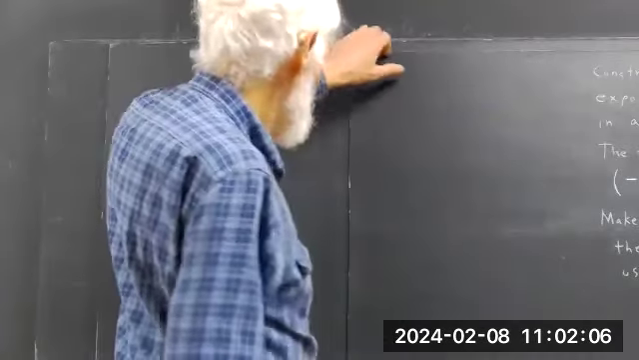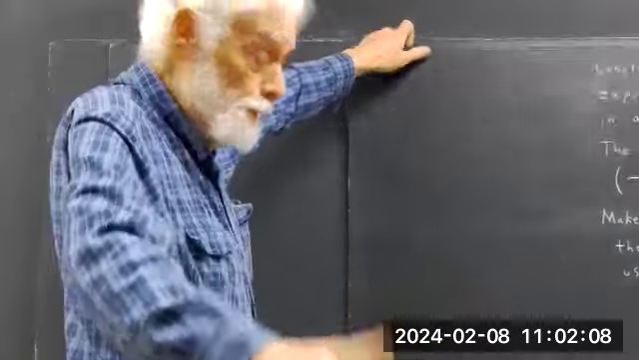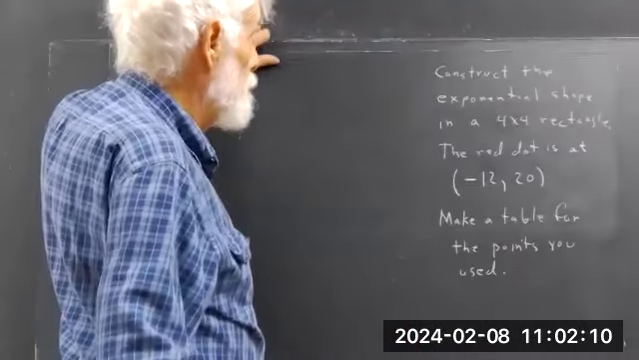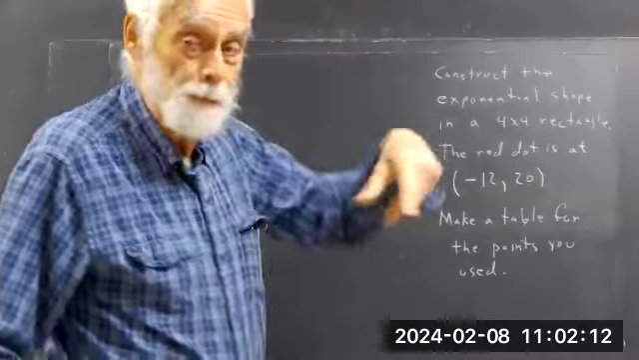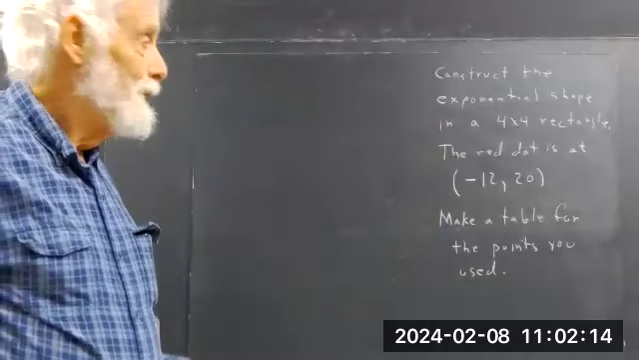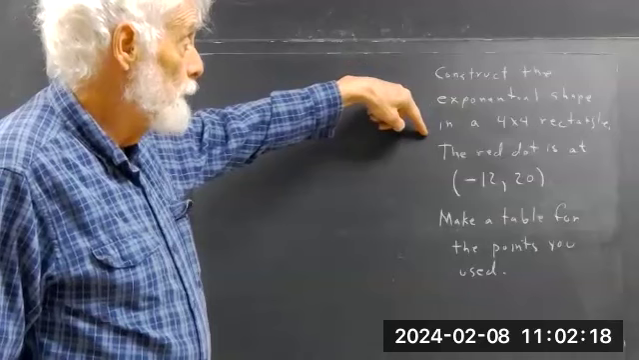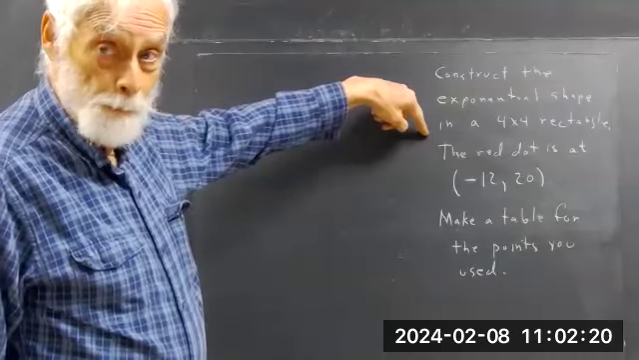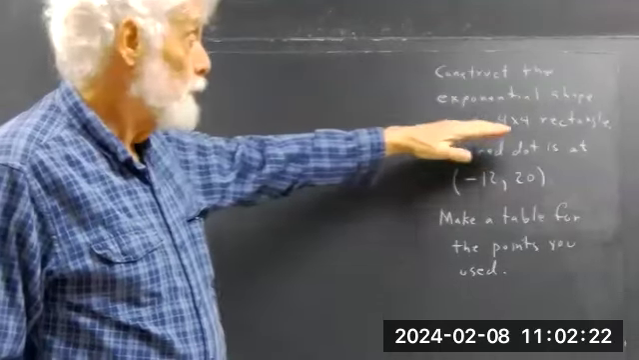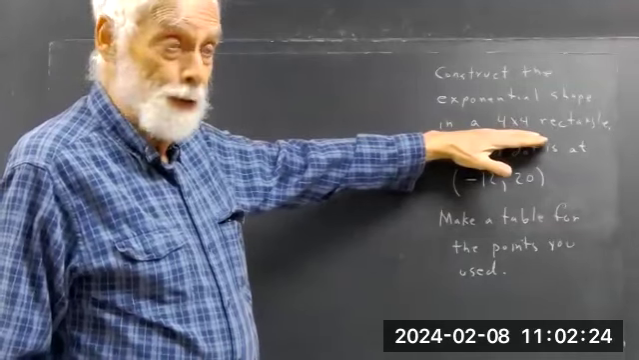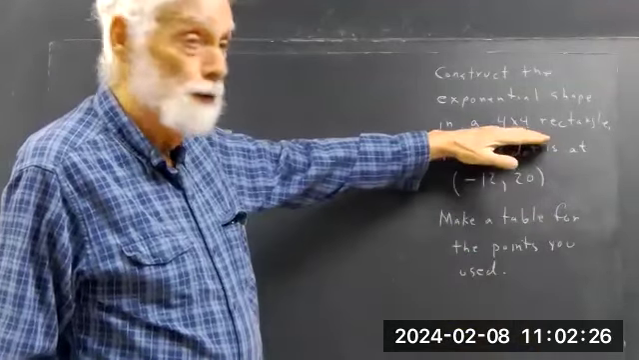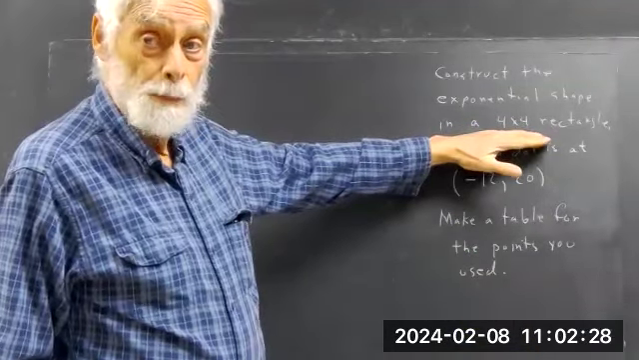Okay. And this is a quiz, so make sure to use the acceptable table, or construct the exponential shape in a 4x4 rectangle. Now you don't have to go any further than that. You don't have to read the rest of it until you construct that table.